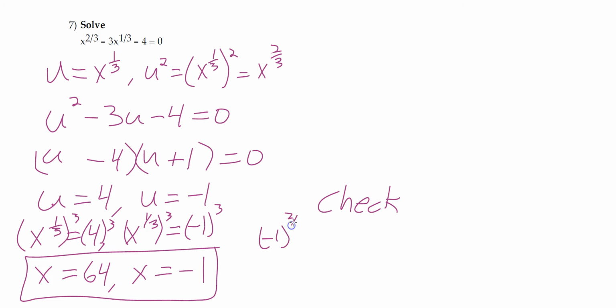to the 2/3 minus 3 times negative 1 to the 1/3 minus 4. Well, negative 1 to the 2/3, the cube root of negative 1 is negative 1. And negative 1 squared is 1. The cube root of negative 1 is negative 1. And negative 1 times negative 3 is 3. And minus 4, and that, in fact, equals 0. So you can go through and check your solutions to any equation.